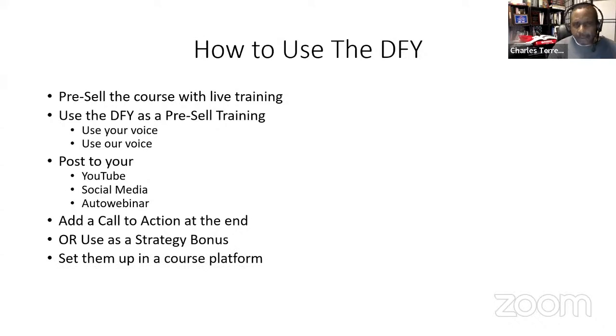I say set everything up in a course platform. Whatever your course platform is, I see a bunch of you all here. Some of you all use Wishlist Member. Some of you all use Wishlist Member and Optimized Press. Whatever it is, you want to get people used to number one.